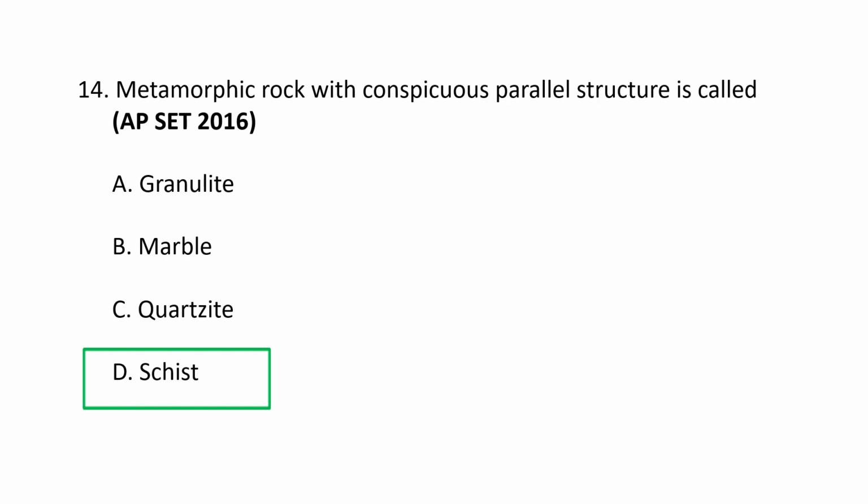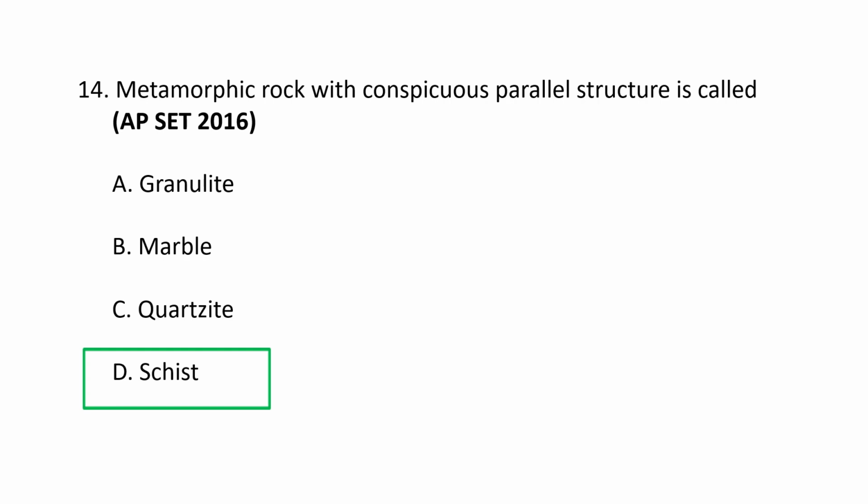A metamorphic rock with parallel structure is called a schist, and this characteristic parallel alignment of mineral grains, known as schistosity, makes the rock easily split into thin layers or plates. The parallel structure comes from the preferred orientation of platy minerals like mica, talc or graphite, which are abundant in schist.